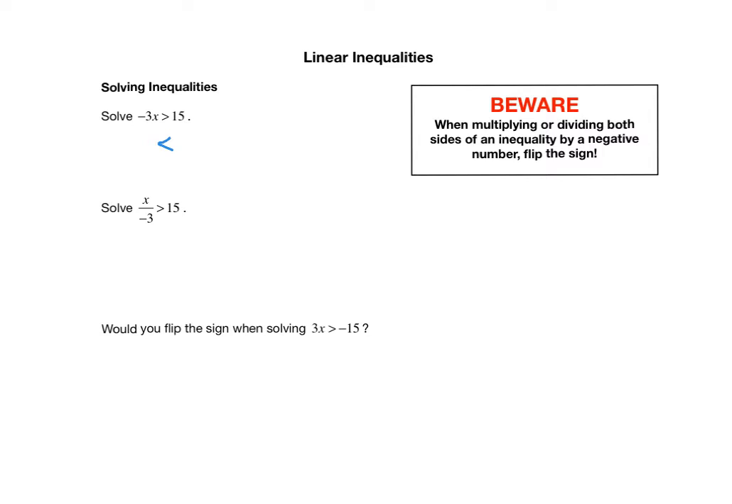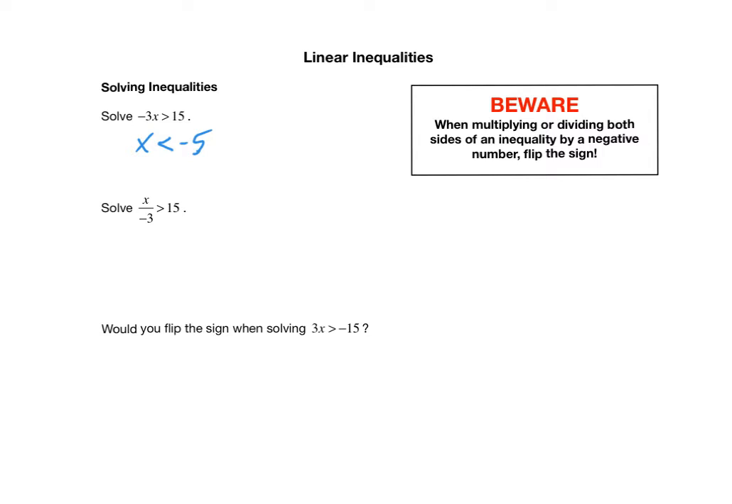And when you divide the left-hand side by -3, you get just back x. And what do you get when you divide 15 by -3? Well, that's precisely x is less than -5. So when you divide both sides by a negative number, you need to flip the sign. This inequality is equivalent to this inequality, and this one has x isolated.